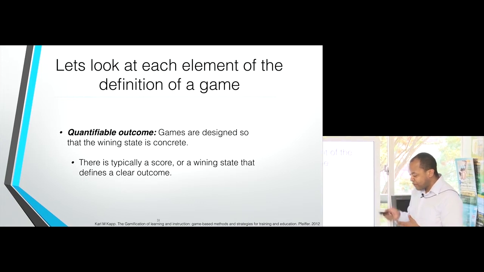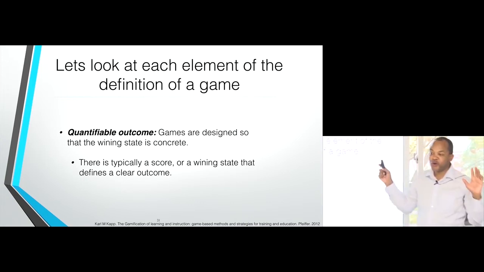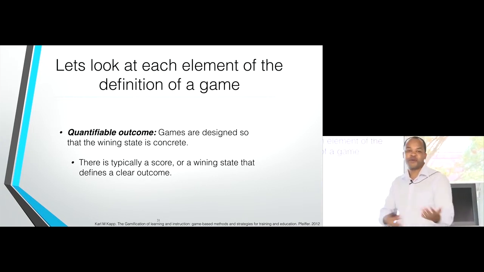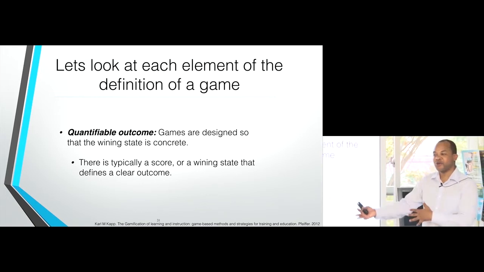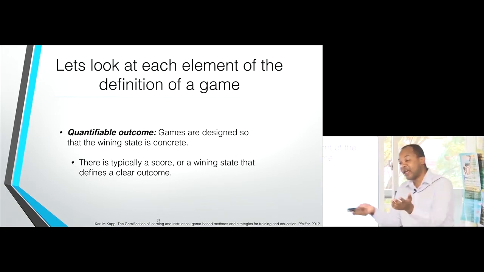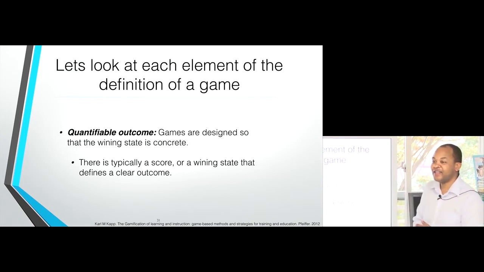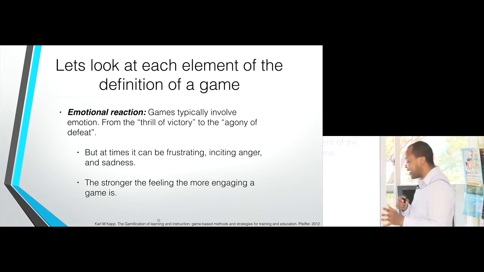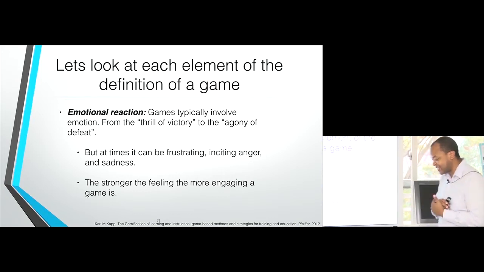Next, there's a quantifiable outcome. So you always know when you've won. There's usually no doubt if you won or not. You just know because of your score or because of the outcome. Either you die or you have another life or things like that. Or you can catch anything on Pokemon Go.